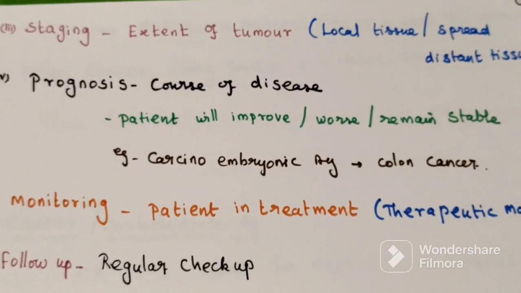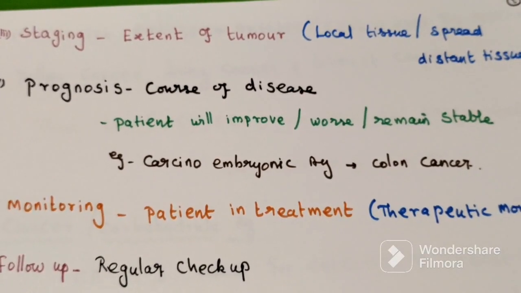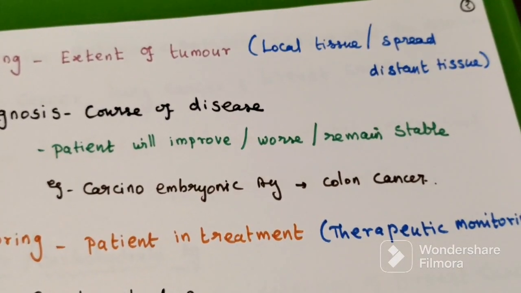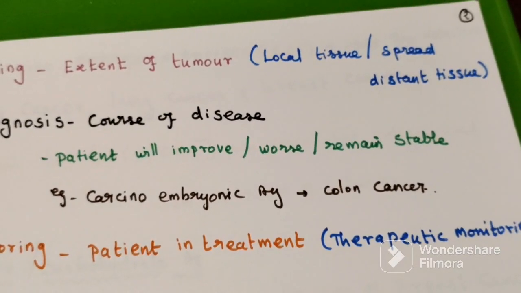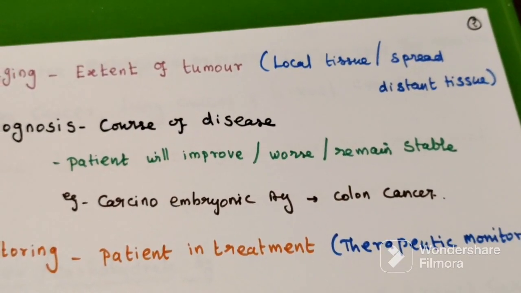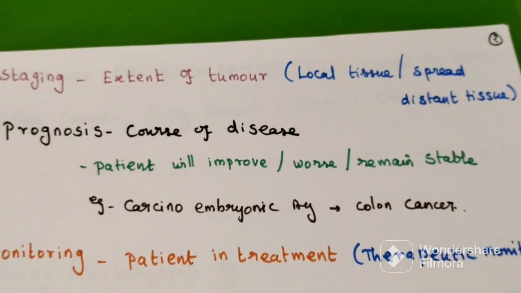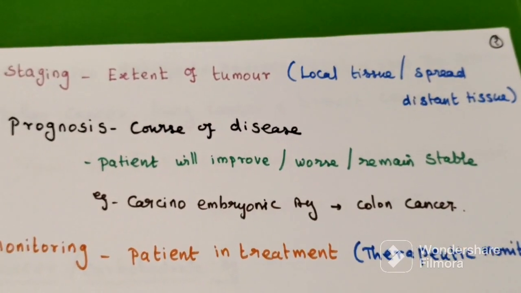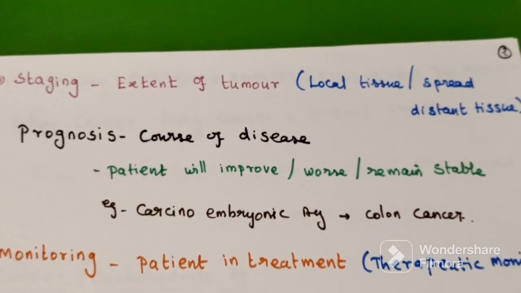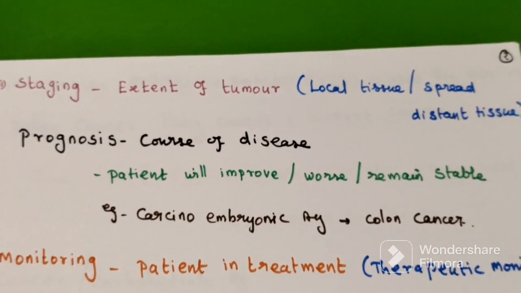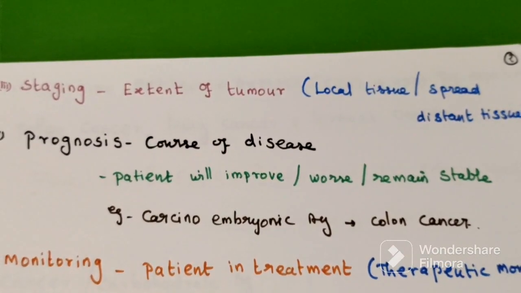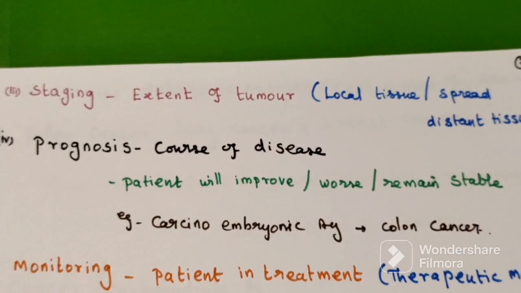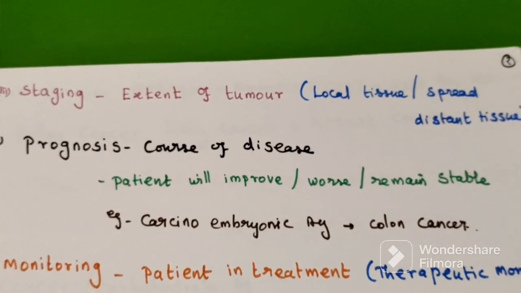For example, carcinoembryonic antigen tells about the prognosis of colon cancer. If the concentration of carcinoembryonic antigen increases, the prognosis is worse.